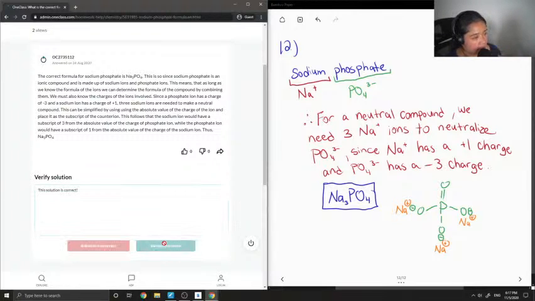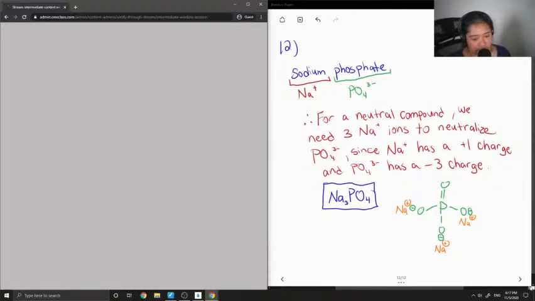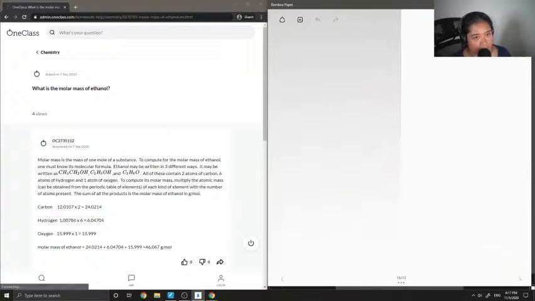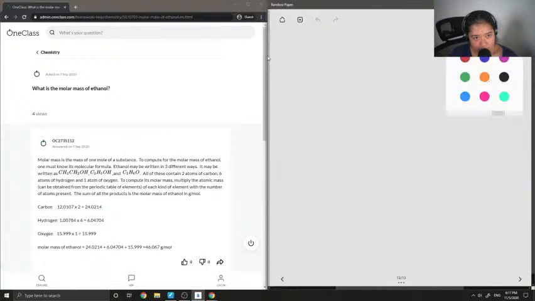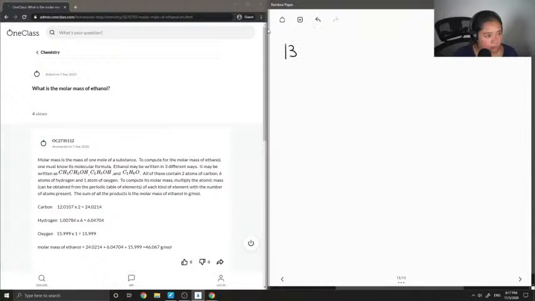Okay, so I think I have one more question lined up. And it is just asking, what is the molar mass of ethanol? Okay, so let's say we don't know the structure of ethanol. Let's try to draw it out.